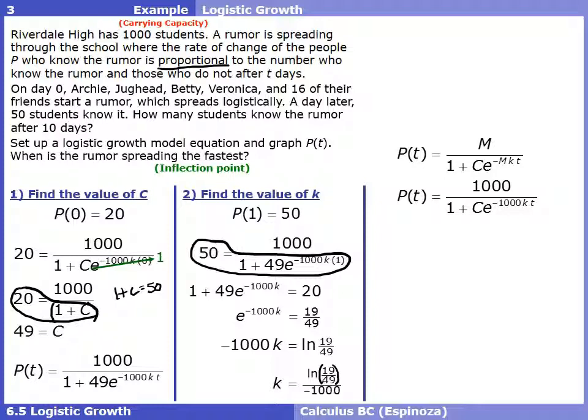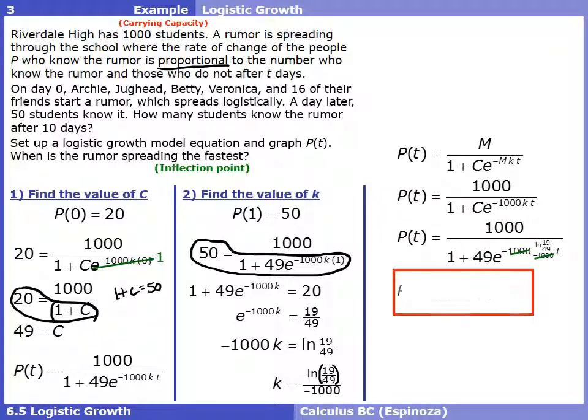Okay, now that we know c, and we plug that in, now that we know k, we can certainly plug that in and get our logistic growth model equation. Luckily, there's a little bit of simplification that can happen here. Those negative thousands will cancel each other out nicely, and then we're left with this as our final logistic growth model equation. And again, just be careful here. It's not required, but it'll help emphasize what's going on. That 19 over 49 is inside that natural log, and then we're multiplying by t. So be very careful with those orders of operations there.